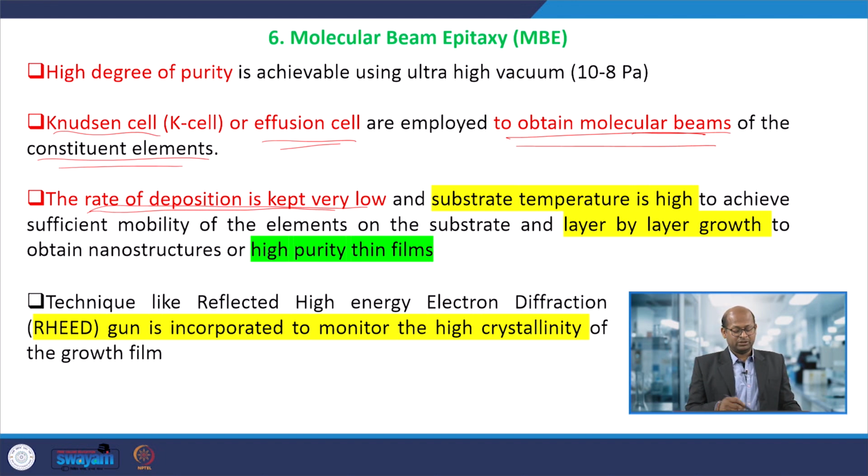So, the rate of deposition is kept very low in this particular process, and the substrate temperature is also very high, and layer-by-layer deposition or growth of particular films is possible. Also, high purity thin films can be formed through this process. Okay. So, there are many methods that we have discussed.